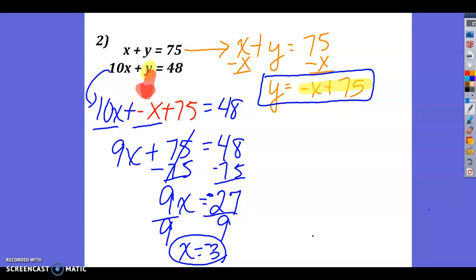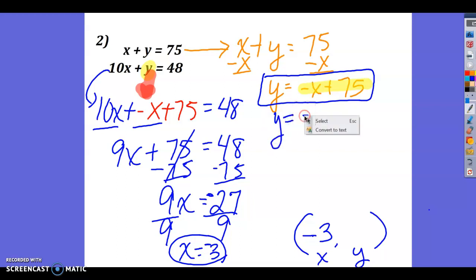Now that I know that my x coordinate of my point that these two lines have in common is negative 3, now I've got to figure out the y coordinate. So I go back to the box where I have y all by itself, and I can take the x out and put in negative 3. Now I need to be a little careful here because there already is one negative sign in front of that x. So now I'm going to put in negative 3 in where the x is.